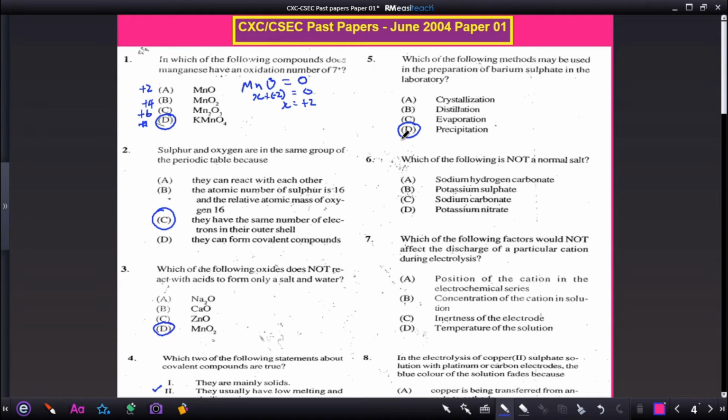Question 6. Which of the following is not a normal salt? Remember, a normal salt does not contain hydrogen within it. For example, here we have sodium hydrogen carbonate, NaHCO3.